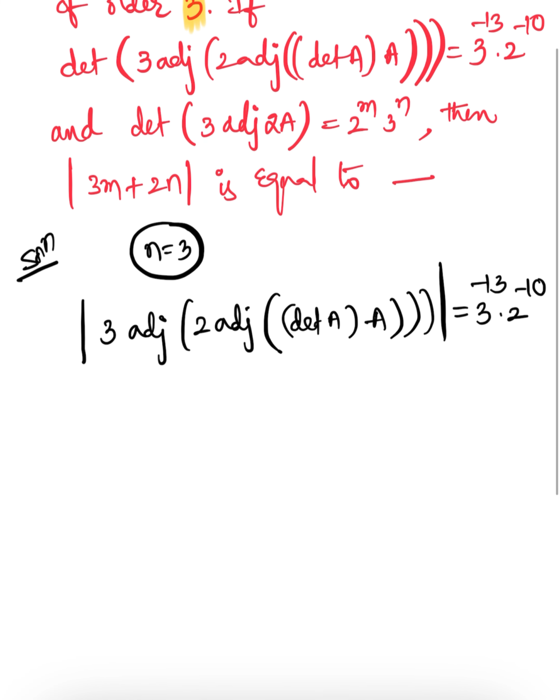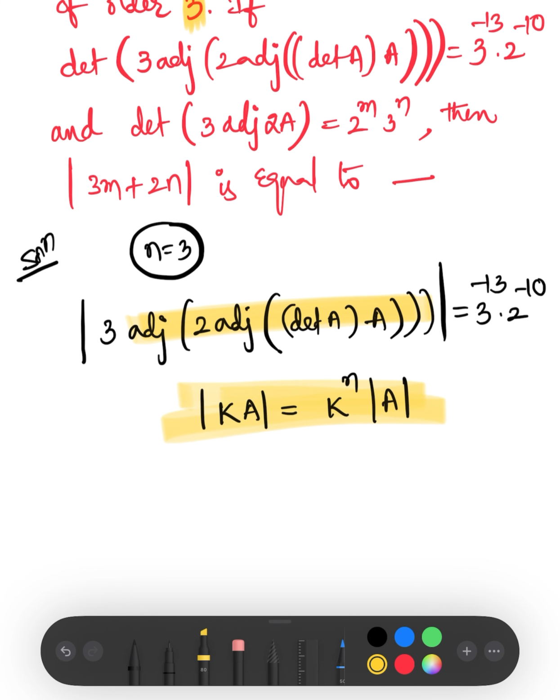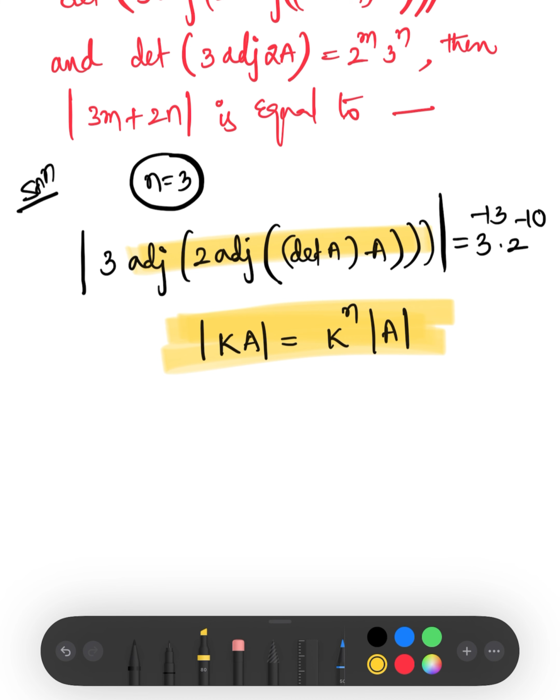And we have a concept over the determinant of kA. Suppose I consider all of this as nothing but the matrix A. Adjoint is also a matrix, so that is nothing but A. So now I can use the concept that det of kA is k power n into det A. This is the concept I now have to use. Now coming to this, what is k here?